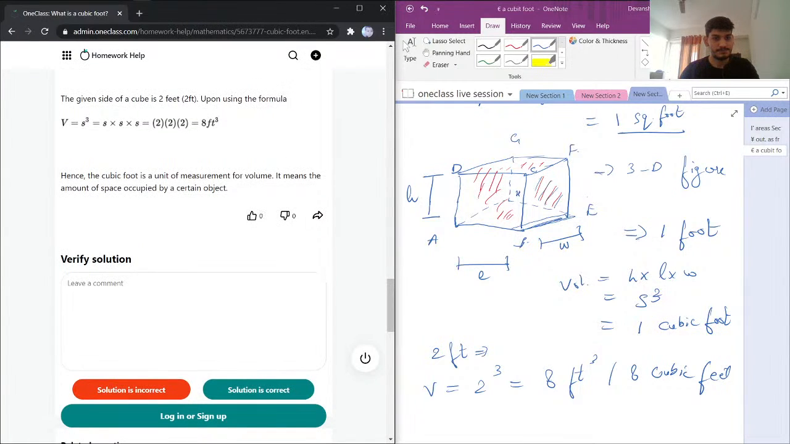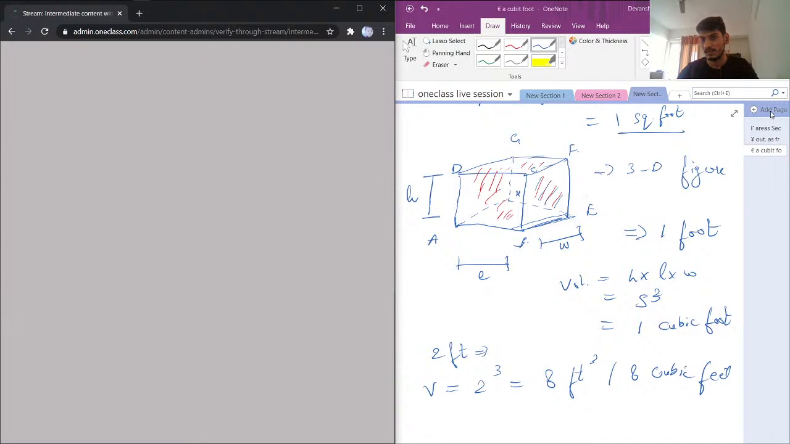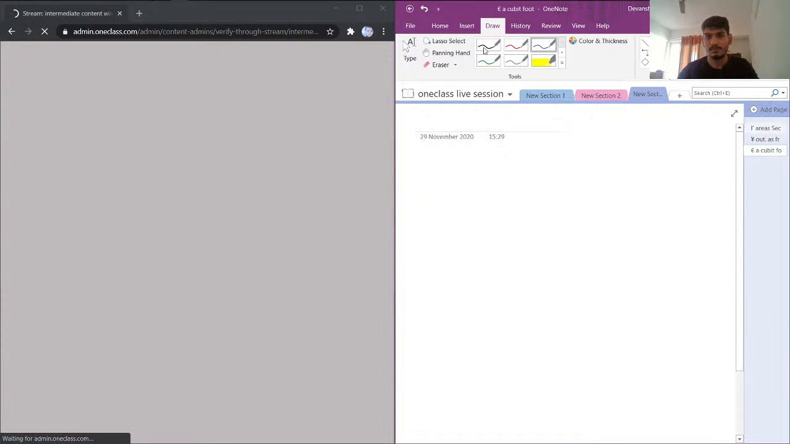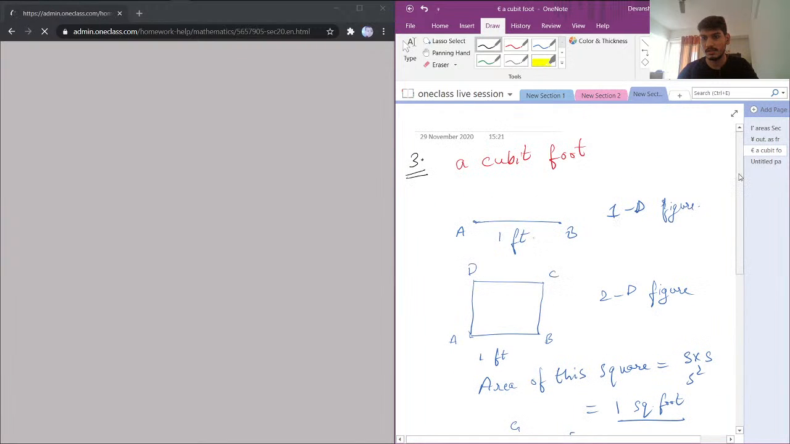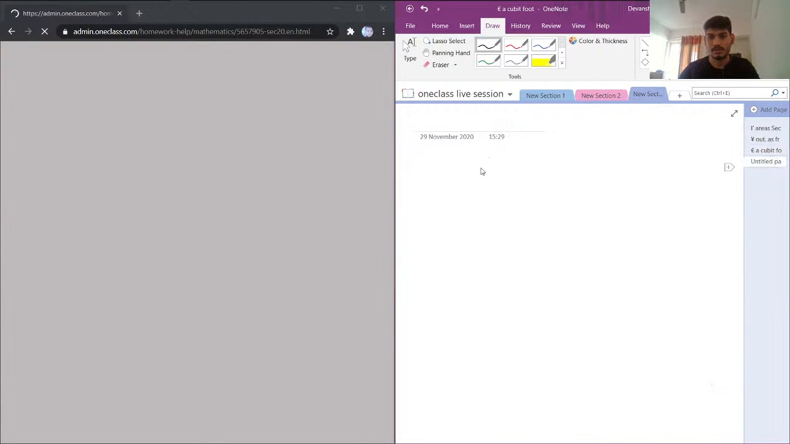So hence we get 1 cubic foot also. So here also this is the correct solution. Great job. The solution is correct. Now the next question, this was 3, so this will be 4.